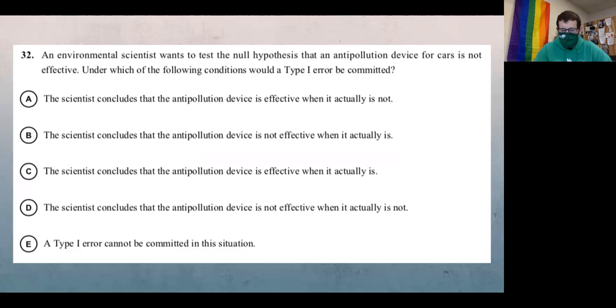We can remember that a type 1 error is whenever you reject the null hypothesis when actually the null hypothesis is true. And frequently we don't know if we've actually committed a type 1 error or not. Sometimes we can find it out. Basically, we figure out the probability of a type 1 error. We're not going to talk about that for this particular problem, but rejecting the null would mean that the anti-pollution device is effective. We conclude that when in reality, the null hypothesis is correct. It isn't effective. So the answer is A.